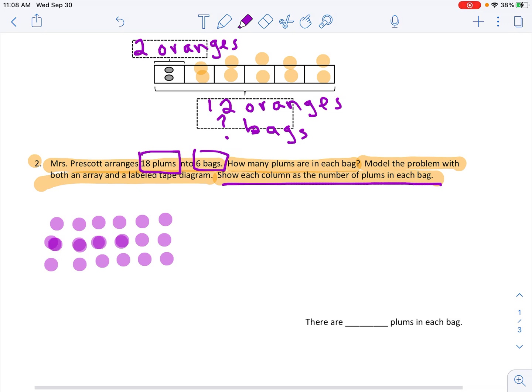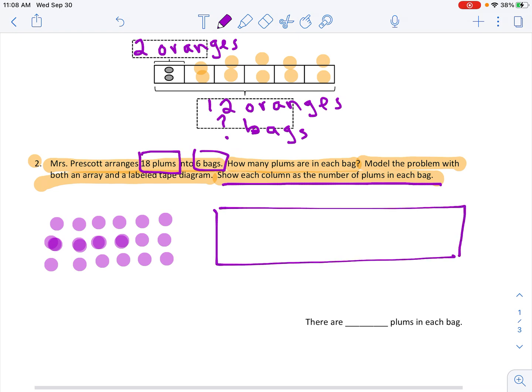It asked us to do an array and a tape diagram. So let's talk about our tape diagram. Here's the whole tape diagram. We know that he has 6 bags, so I'm going to make the bags. I'm going to split it into thirds first. So now I have 3 bags, and then cut each one of those in half. Now I have 6 bags of plums.